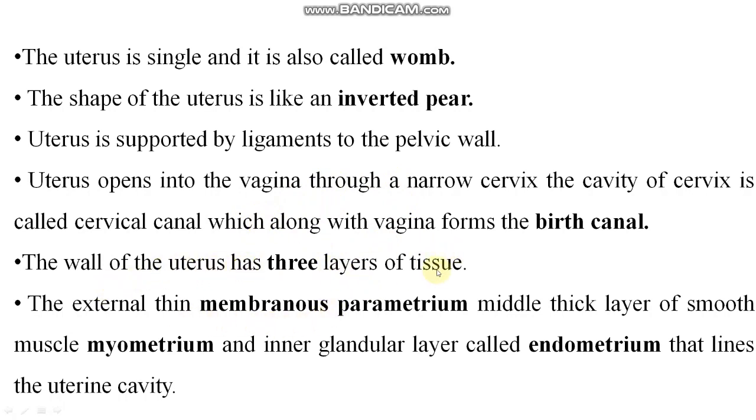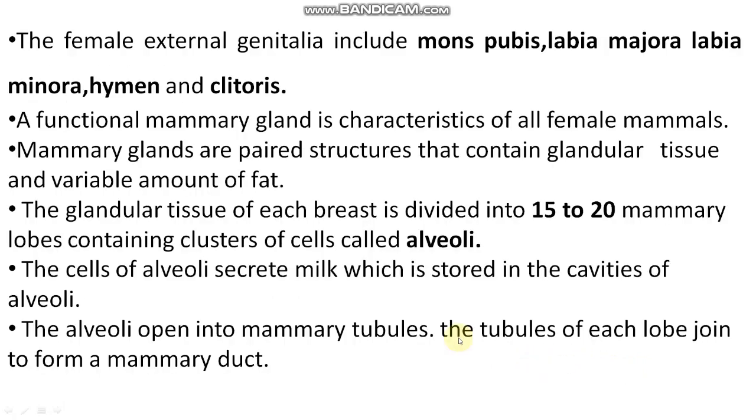The wall of the uterus has three layers of tissue. The external is called perimetrium, the middle one is called myometrium, and the inner one is called endometrium. Endometrium is important. You will study it in your next topic also. The female external genitalia include mons pubis, labia majora, labia minora, hymen, and clitoris. Right? A functional mammary gland is a characteristic of all female mammals.